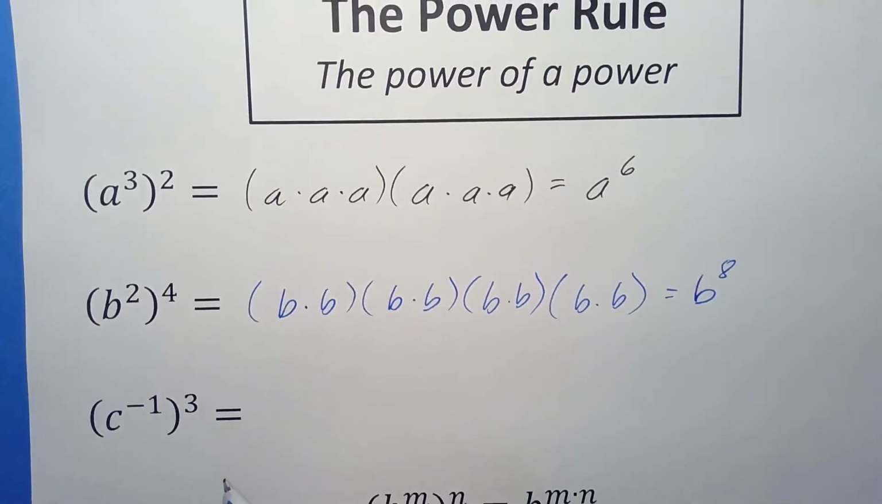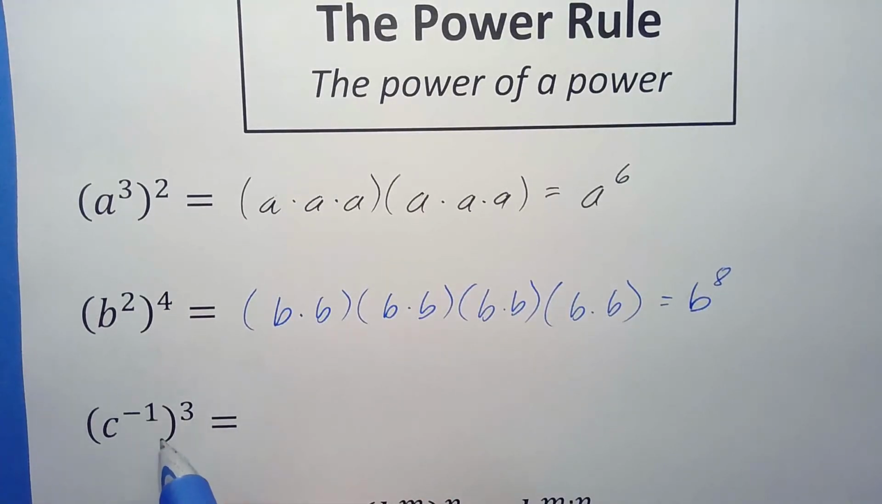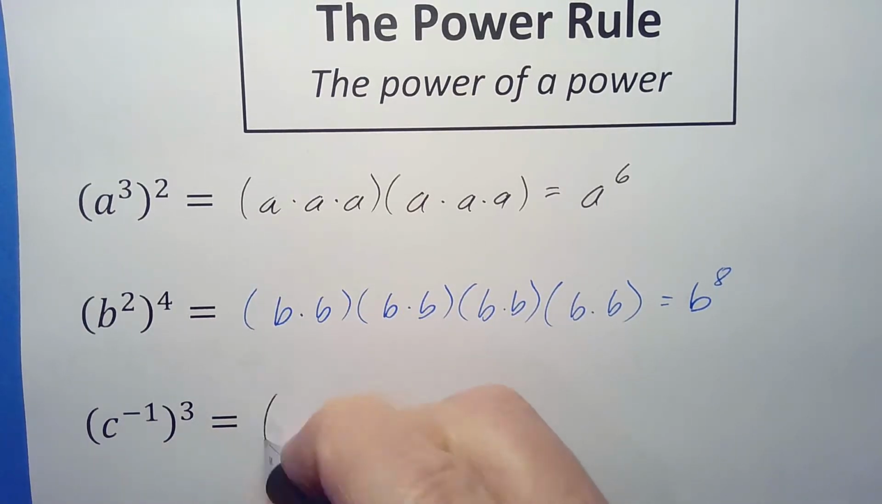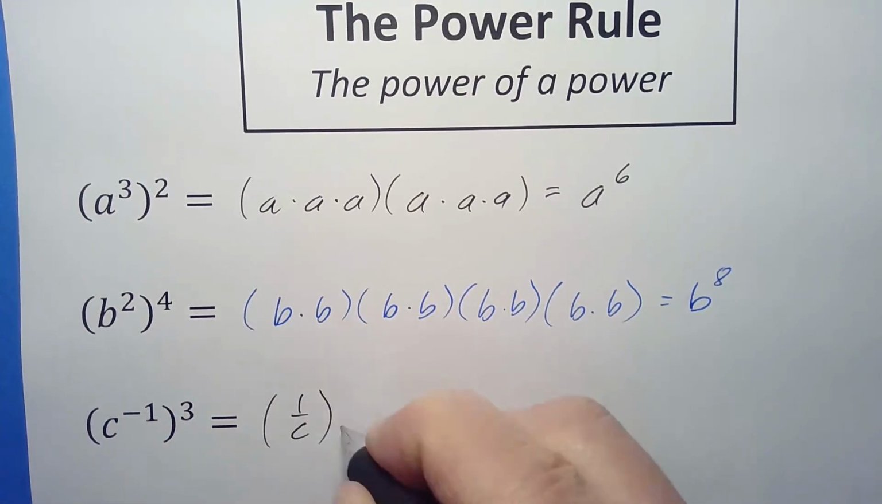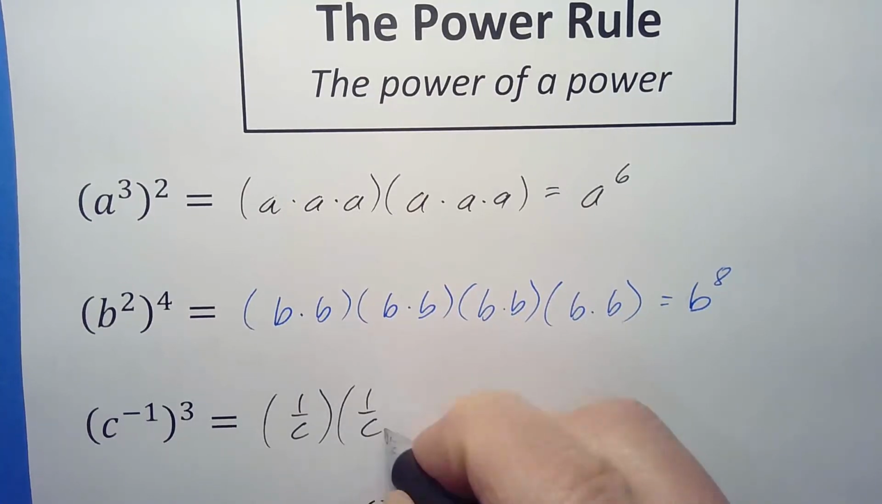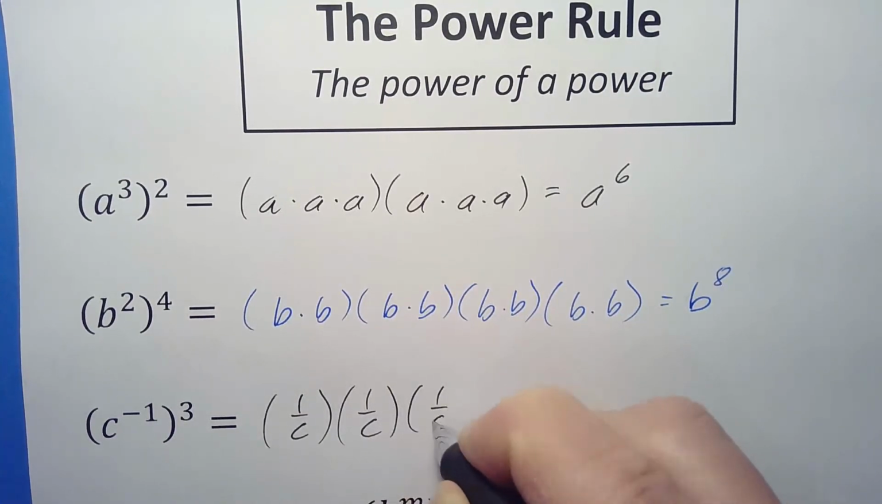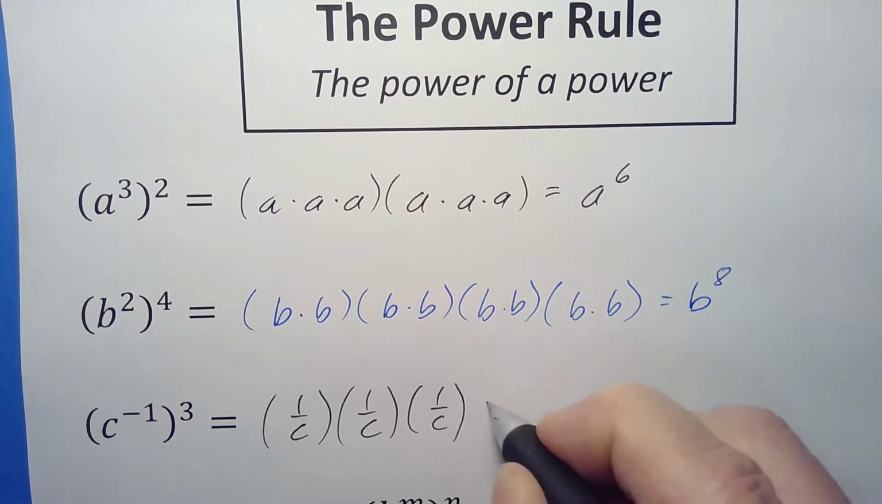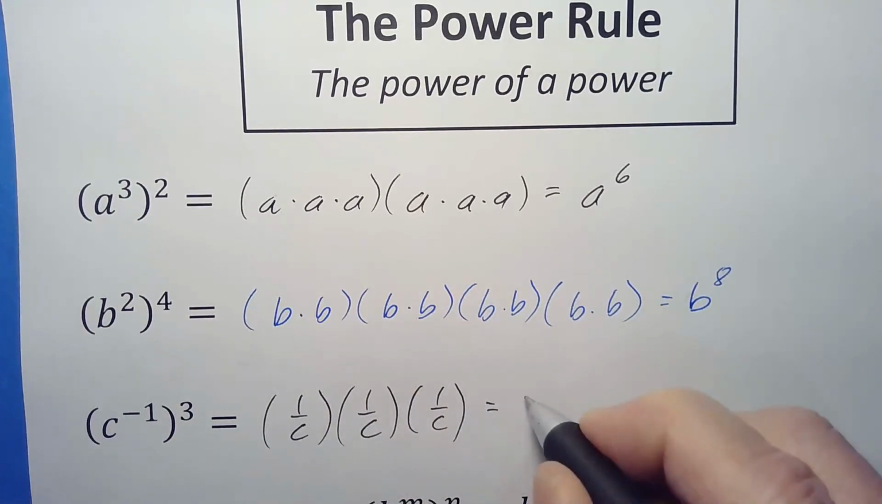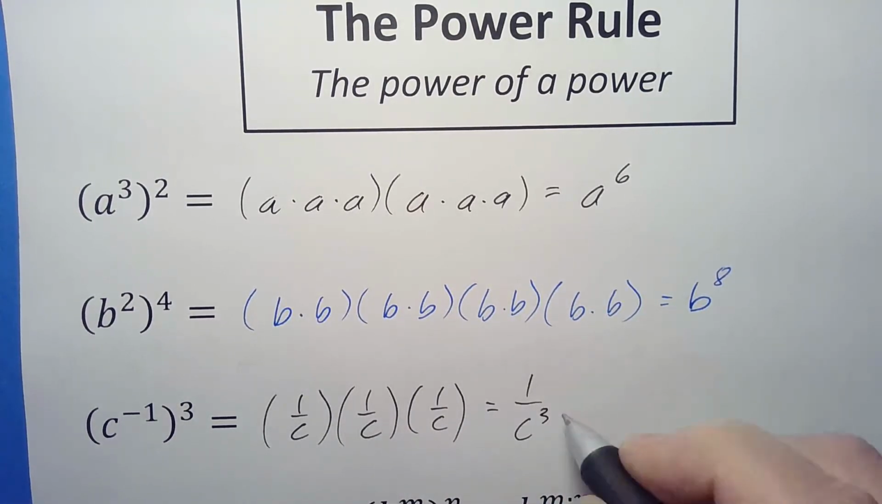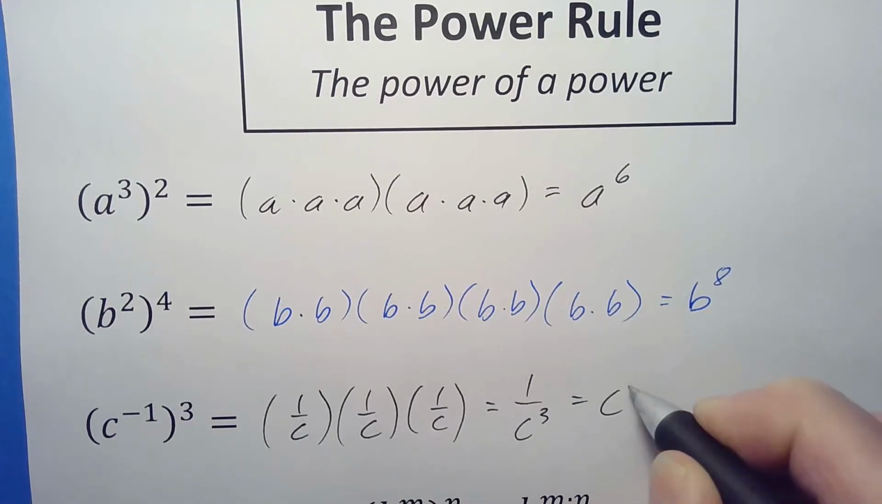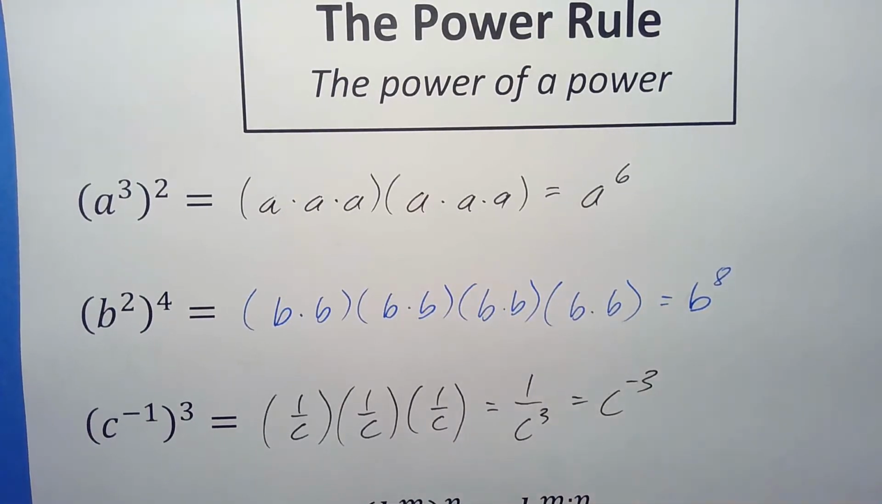Last one, we've got c to the negative 1 to the 3rd. Okay, well, once again, c to the negative 1 is just 1 over c, and we do that 3 times. 1 over c, 1 over c. Well, that's 1 over c cubed, but another way of thinking of that is c to the negative 3rd.